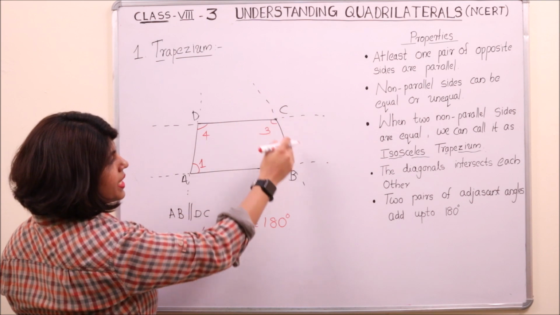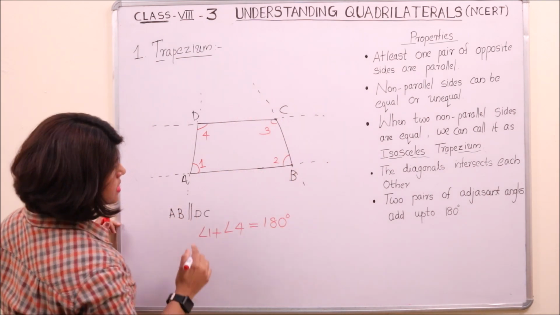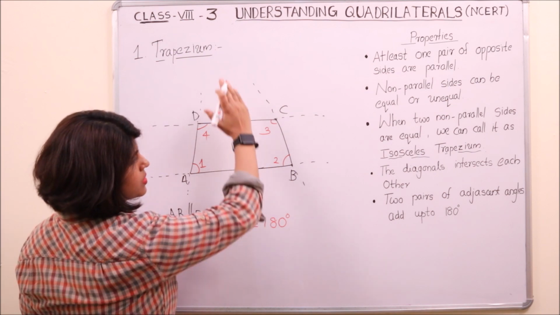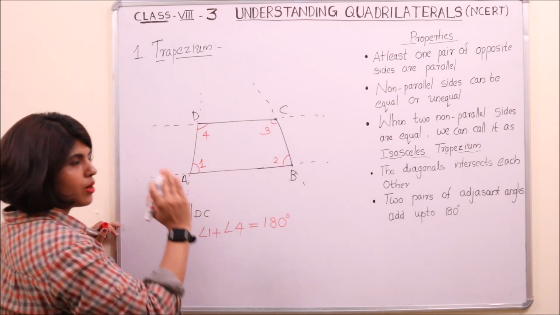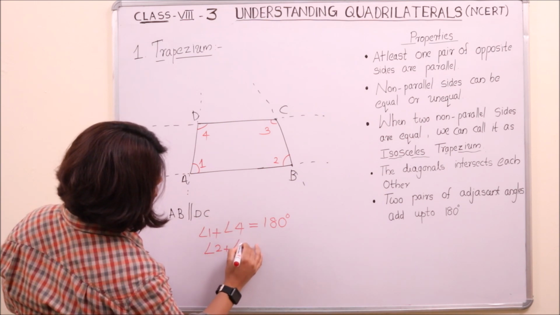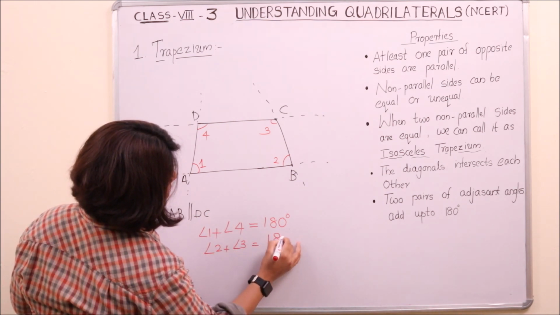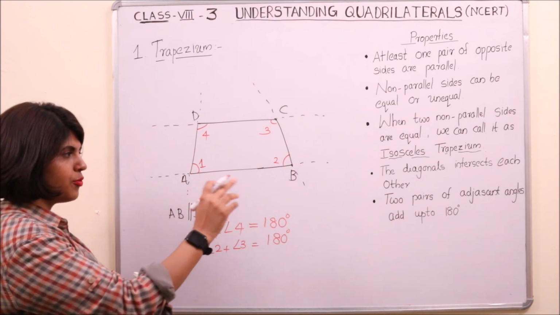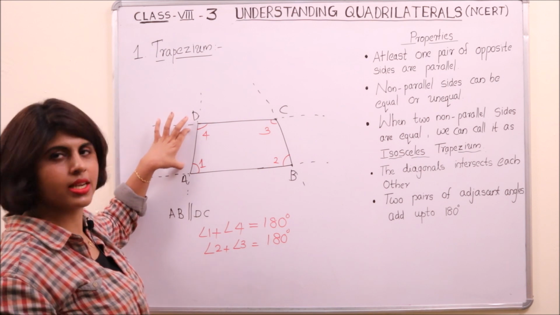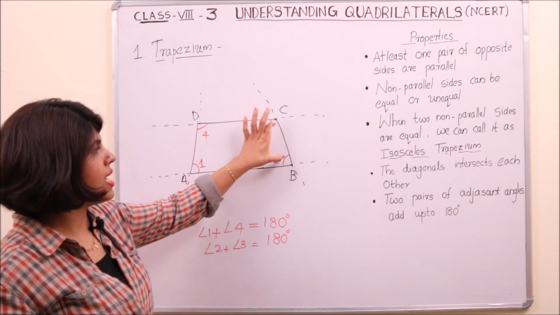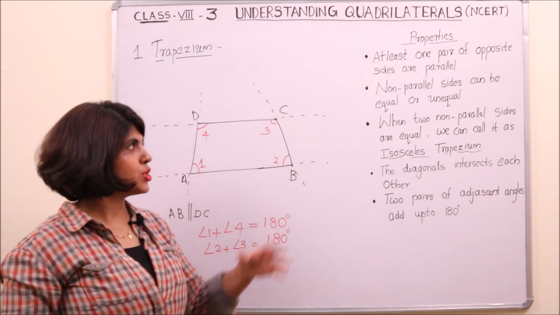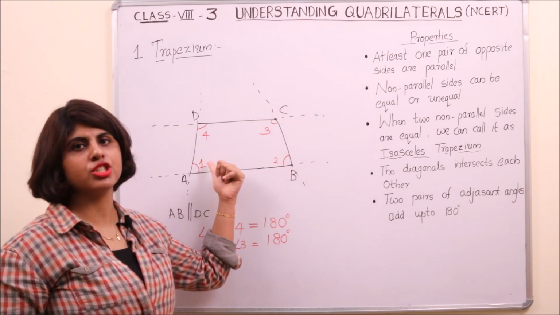Similarly, this side BC acts as a transversal. So the angles on the same side of the transversal CB are supplementary, that is, they add up to 180 degrees. Therefore, angle 2 plus angle 3 equals 180 degrees. Clear? Therefore, we can say two pairs of adjacent angles, these are adjacent angles, right? Two pairs of adjacent angles add up to 180 degrees. Clear? So these are the 5 properties of a trapezium.